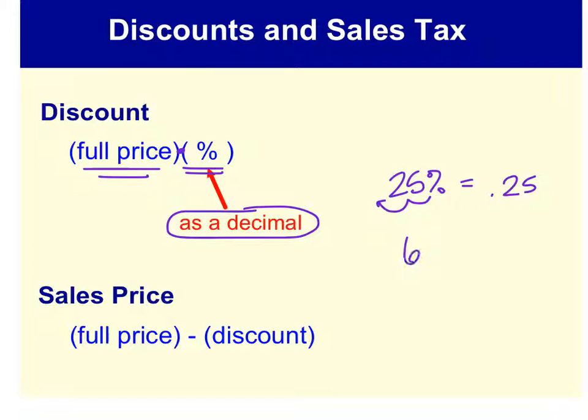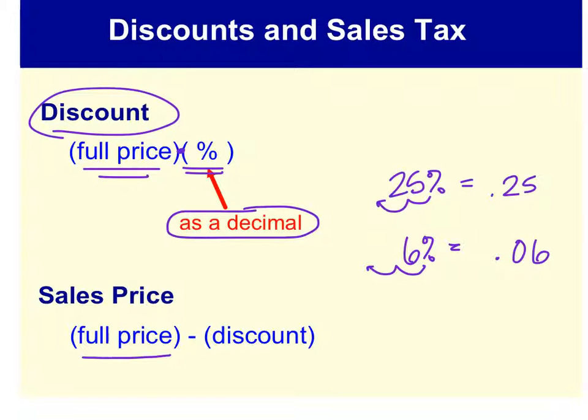A 6% would be a 0.06 decimal because you would take that decimal and move it 2 spots to the left. So just be careful with writing your percent as a decimal. So once you find the discount, then you want to know what the sales price is. So the actual sale price is you take the full price of the item and you're going to subtract the discount, and that will tell you how much you have to pay for the item.